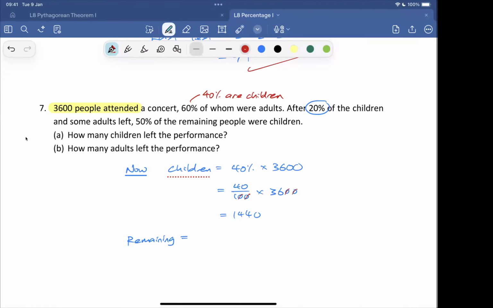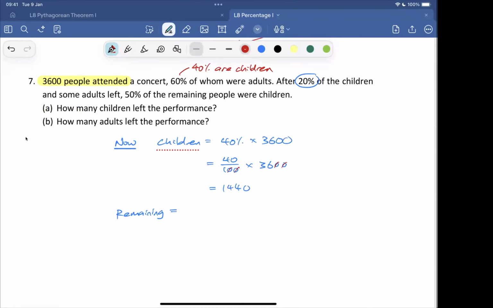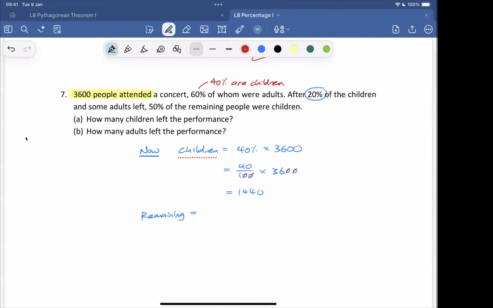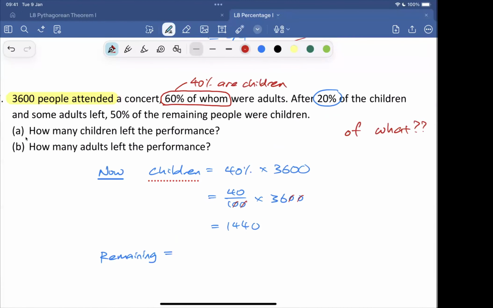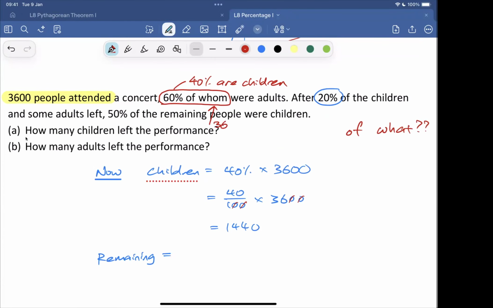Hold on. Very good, Araf. Okay, I like what you're doing. We must be very careful in percentage to ask ourselves, of what? So, do you notice? The remaining people, 60% of whom are adults? When they say of whom, it's of the 3,600. Correct, very good.